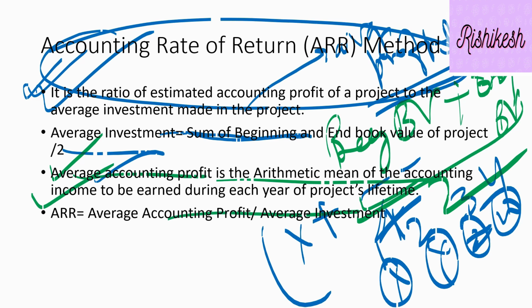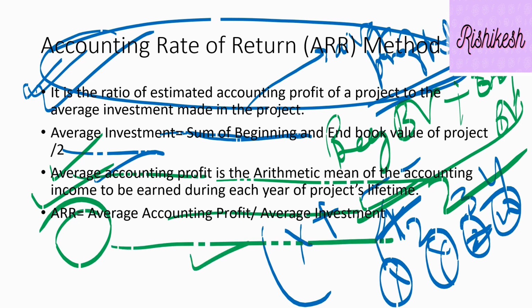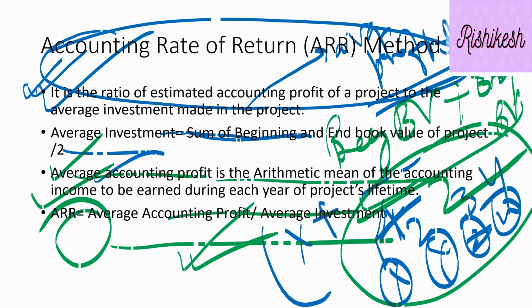And what is ARR? ARR is the ratio of average accounting profit divided by average investment. So this is how you should understand each of the terms. This will become very clear once we take some examples. But ARR is average accounting profit by average investment. Average investment is your initial book value plus final book value of the project divided by 2. And average accounting profit is, as I explained, the incomes for different years, and then you take an average of it. That will come out to be your average accounting profit, right? So this is how you can define the ARR.